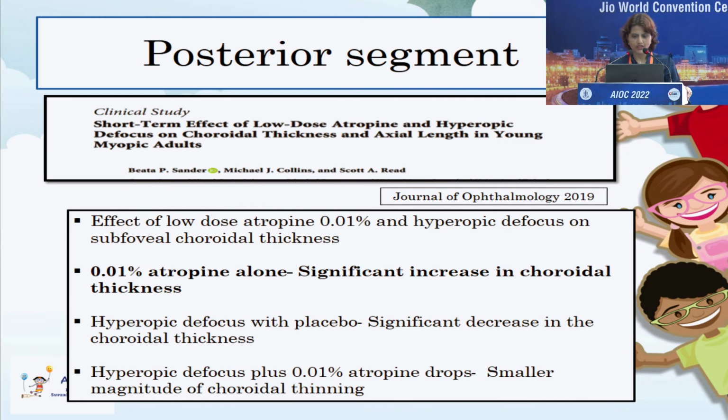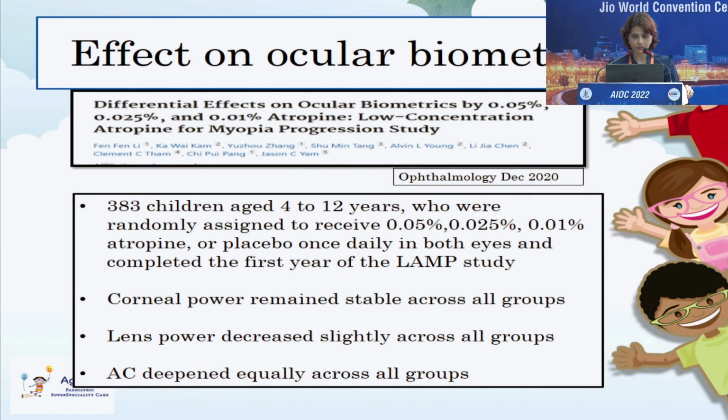Then the effect of low dose atropine drops on choroidal thickness. This was a paper that reported that 0.01% atropine alone caused a significant increase in choroidal thickness. It also studied the effect of the hyperopic defocus glasses, which reported a decrease in the choroidal thickness. And when both were combined, the hyperopic defocus glasses as well as 0.01% atropine, there was a smaller magnitude of choroidal thinning. Now, whether this is really clinically relevant to us is not very clear, but requires further investigation.